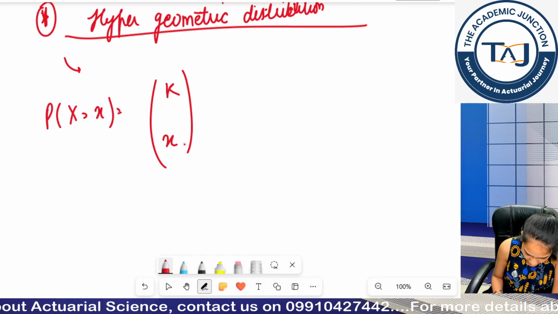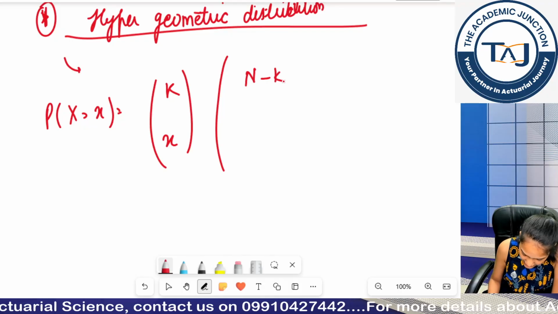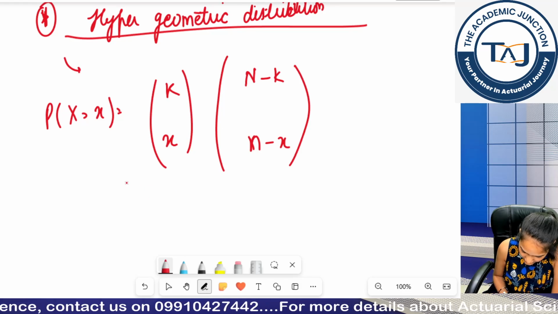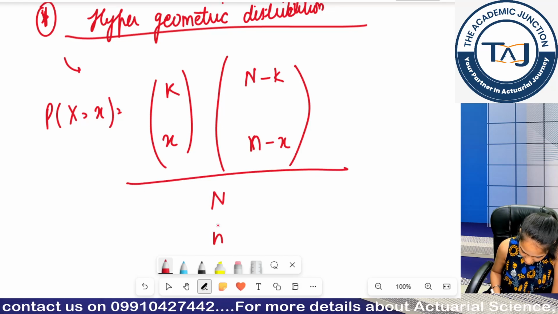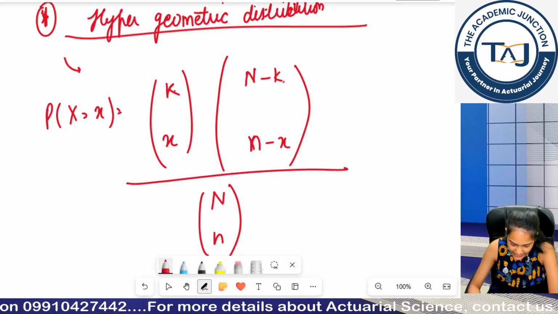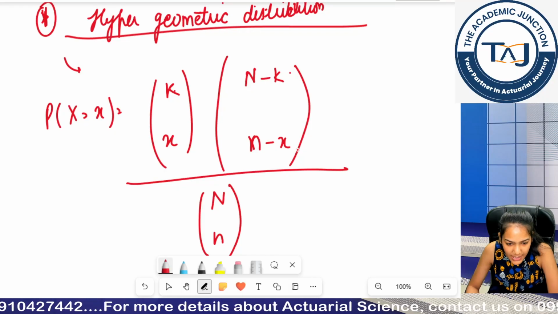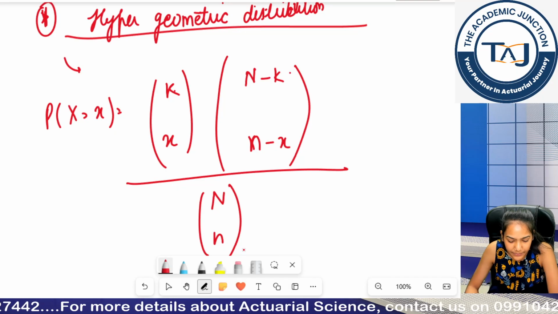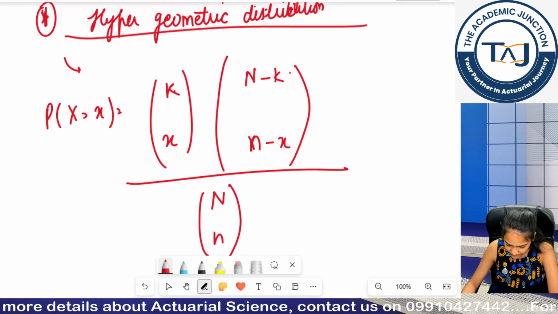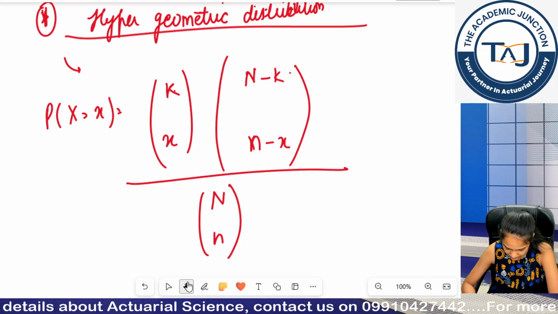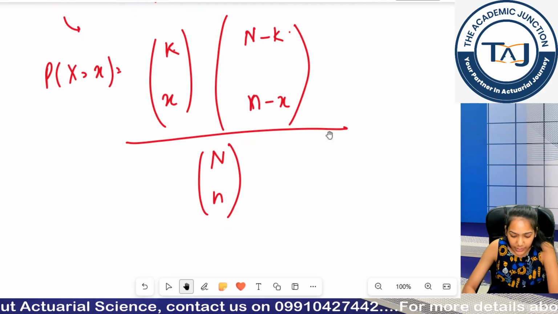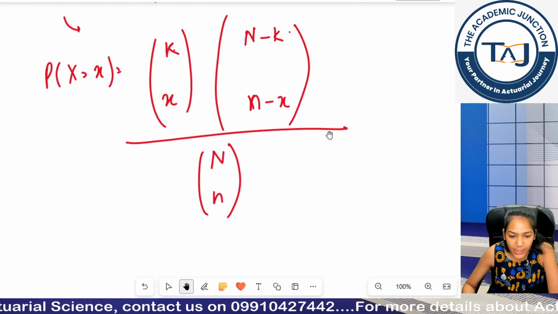P(X = x) = [K choose x][N minus K choose n minus x] divided by [N choose n]. So when I write brackets, this means KCx times (N minus K)C(n minus x) over NCn. Note down this formula. Done. Now we will understand what is what.